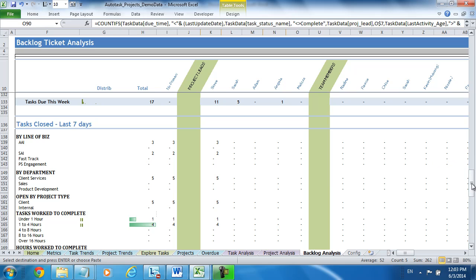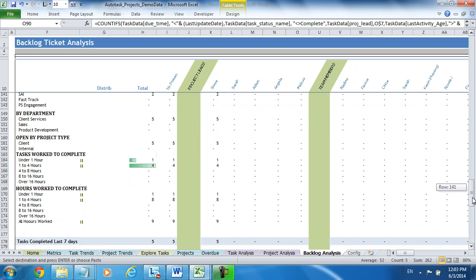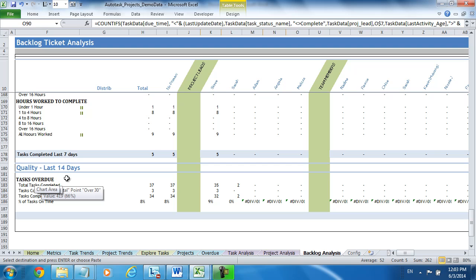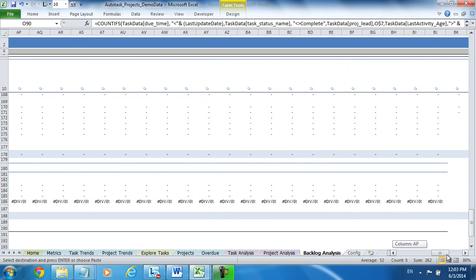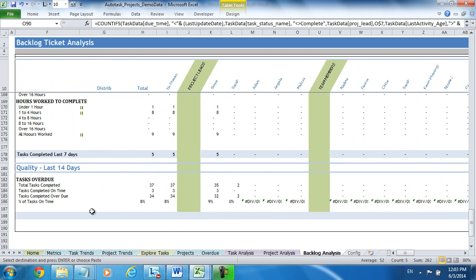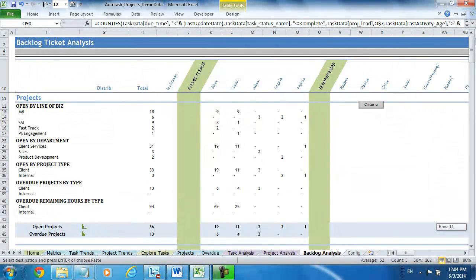Tasks closed over the last 7 days is presented here. So you can see what's been closing out. I can also look at quality for the last 14 days: what were tasks that were overdue, how many total tasks were completed on time or overdue, and what was my percentage. And of course, I'll see that distributed by person, but this is total tasks. So you get that information as well. So that's giving me a backlog analysis.